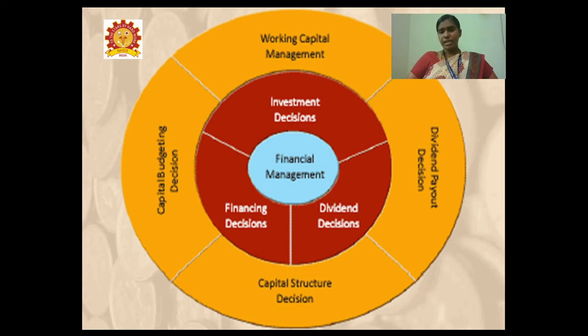Capital structure means the mixture of debt and equity. So how much debt is there in the capital and how much equity is there. So for debenture holders we need to pay the interest, for equity shareholders we need to pay the dividends. That decision is called as capital structure. And capital budgeting decision is nothing but a long-term investment, where we need to invest our money. That is called as capital budgeting decision. And investment decision, dividend decision, financing decision, these three things are called the complete financial management.